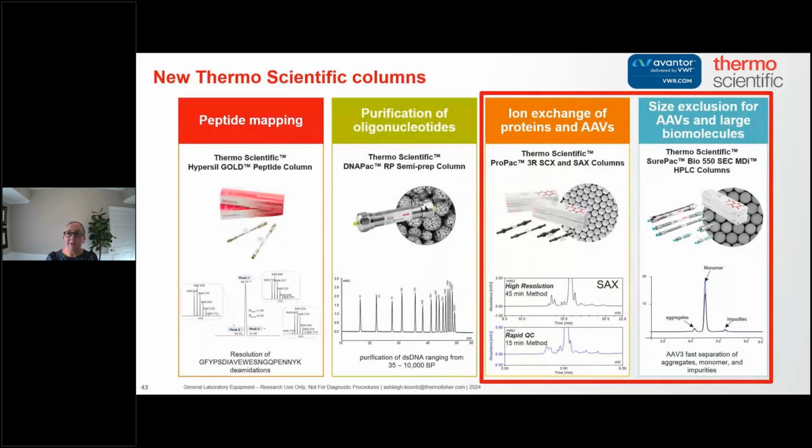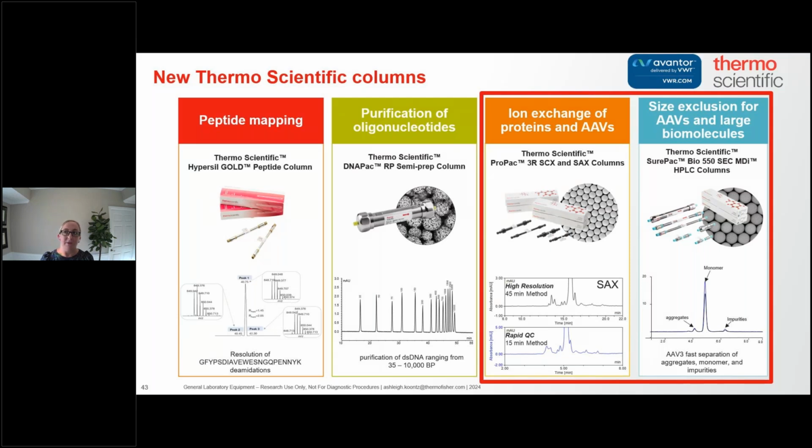So for a review, we didn't get to discuss other new columns that we have brought to the market from Thermo Scientific within the last 2 years. But we did dive into the ion exchange with the ProPak 3R and the size exclusion with the new SurePac Bio SEC. But do keep in mind that we have other chemistries as well. If you're working through peptide mapping, earlier this year we launched the Hypersil Gold peptide column, which has a media-specific QC with a peptide to allow for better lot-to-lot reproducibility down to that media level.